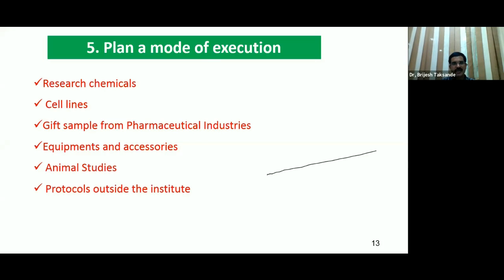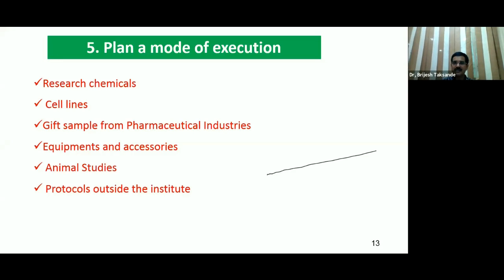So make sure that research chemicals are available at your laboratory. If they are not available, start the process for its procurement. If you're asking for the gift sample from any pharmaceutical industry, make the move as early as possible. Talk to your guide. He will communicate to pharmaceutical industry so that by the time your protocol actually begins, the chemicals would be available in your hand.